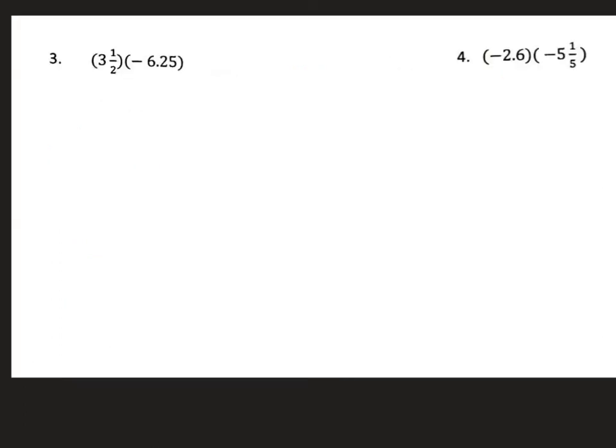So remember, it does not matter if you work in fractions or in decimals. Both of them just need to be the same. So for this next one, I'm going to continue to work with fractions. So this would be 3 1/2 still. We're multiplying. And negative 6.25. Well, 0.25 is the same as saying 1/4. So this would be negative 6 1/4 in fraction form.